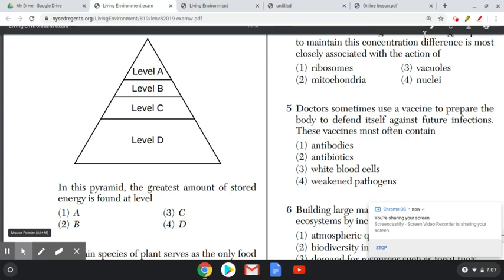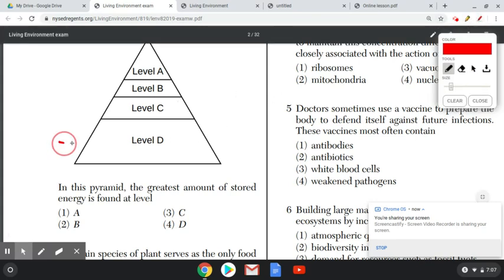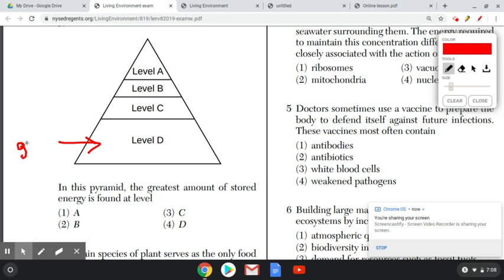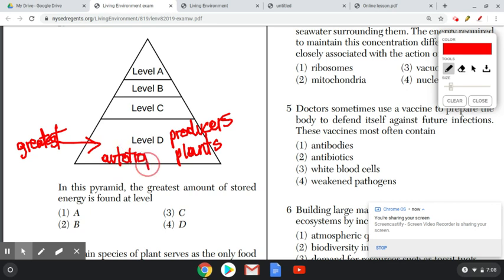So you have to remember that the greatest amount of energy is found in the lowest level. So here's where you'll have your greatest amount of energy, and this is where you have your producers, also known as the plants, right? Plants and some algae, and you also have the name autotrophs given to the producers because they make their own food. And here you have the greatest energy. So this is the lower level. So conversely, that means at the highest level, you would have the lowest energy.